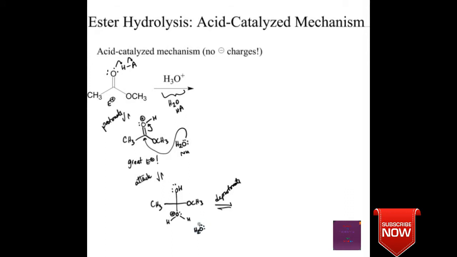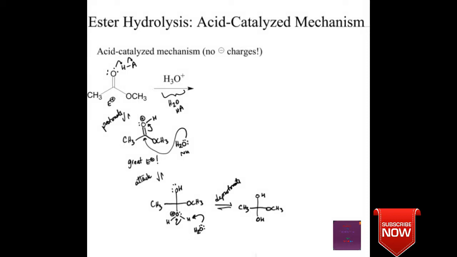So I can use water to come back in, or I could use A minus like I had in that first step, something to deprotonate. And what I've done so far is my addition of my nucleophile. Remember, I want to do a substitution. So I want to add in my nucleophile, and then what do I want to do? I need to eliminate my leaving group.